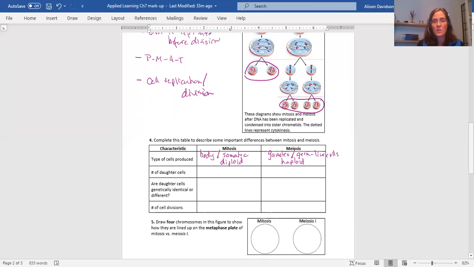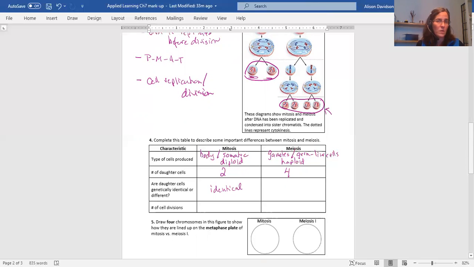Number of daughter cells: as we saw up here, there are 2 daughter cells produced by mitosis, but there are 4 daughter cells produced by meiosis. Are the daughter cells genetically identical or different? This is important. In mitosis, they are going to be identical. The whole purpose, through the process of, say, growth and development, is that those cells have got to contain the full genetic component, and it has to be an accurate genetic component. So it's essential that they be identical through the process of mitosis.